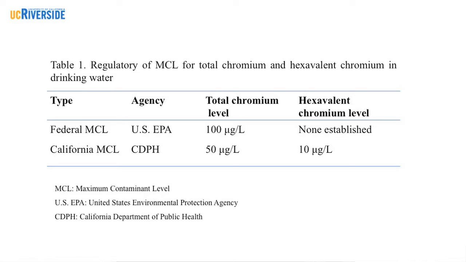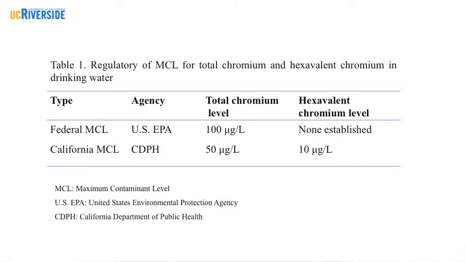And there are some regulations for chromium. For federal maximum contaminant level, US EPA has regulated total chromium level in drinking water at 100 microgram per liter, but there is no regulation for chromium-6. For California, we have more strict level for total chromium at 50 microgram per liter, and in 2014, there is the new regulation for chromium-6 that is 10 microgram per liter. So it's kind of a big challenge for public water utilities to meet this level.